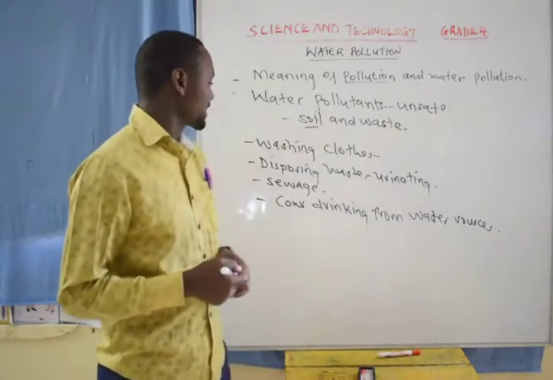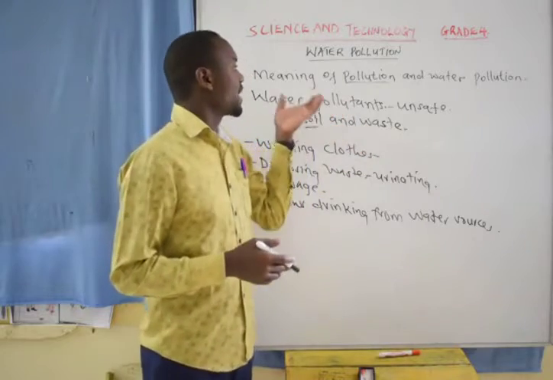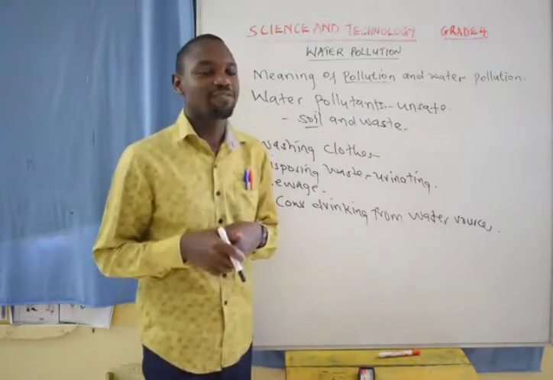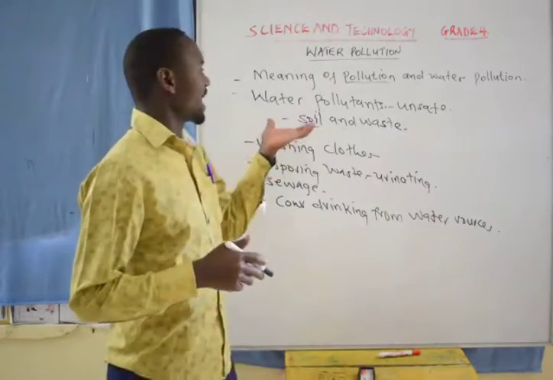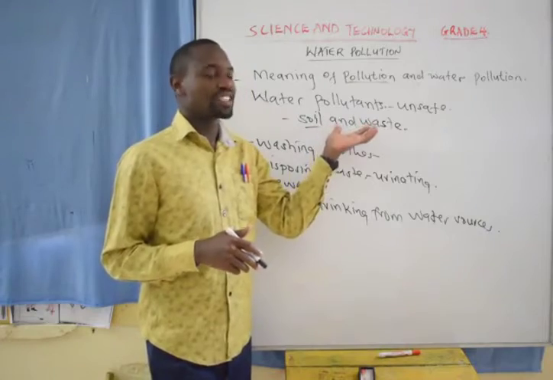So those are some of the examples of water pollutants and water pollution. I said water pollution means making water unsafe for drinking. We say there are only two main water pollutants. That is soil and waste.